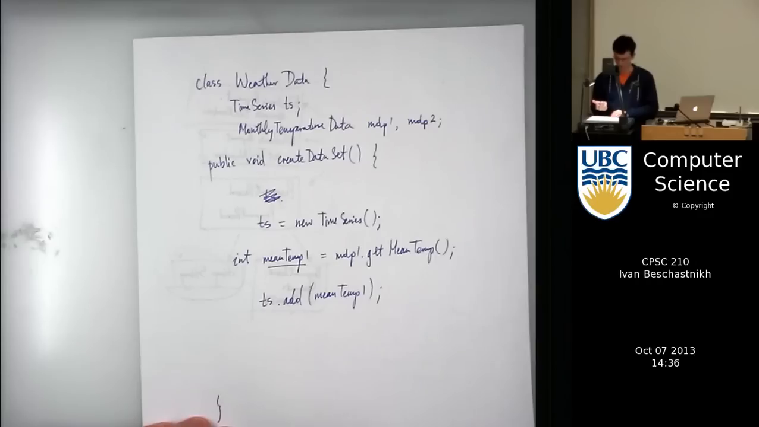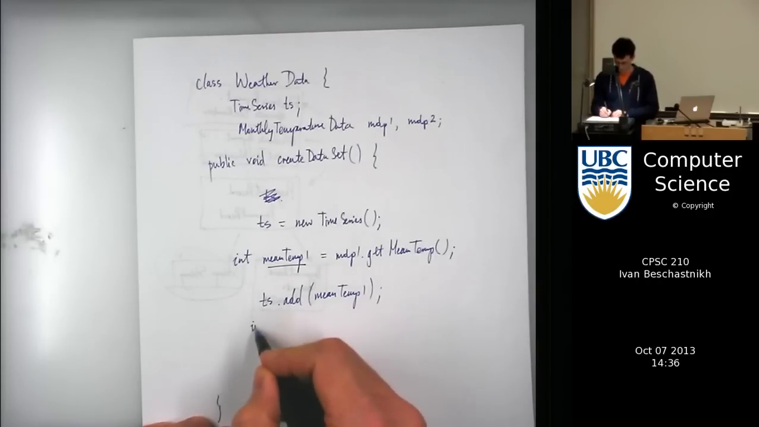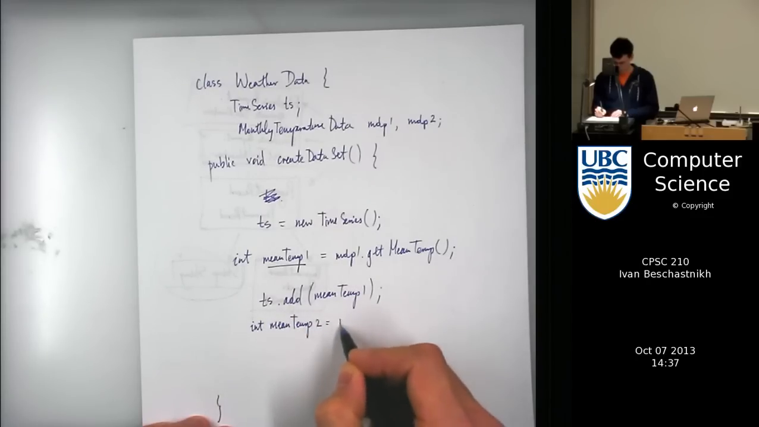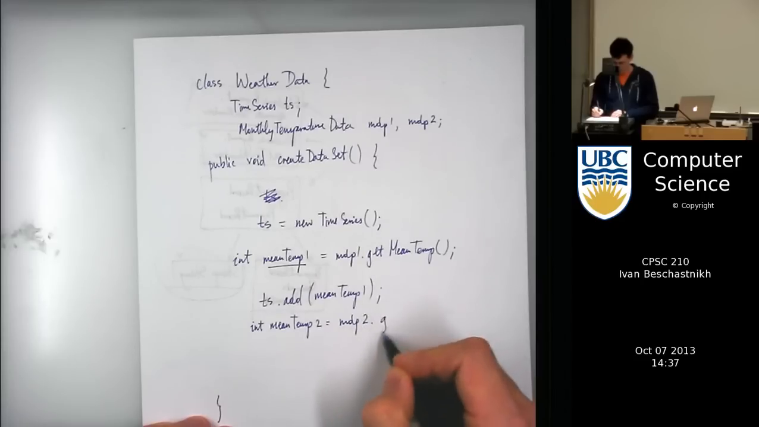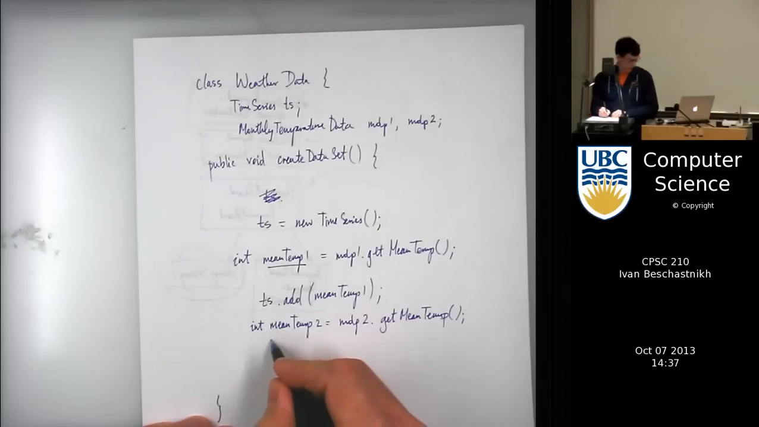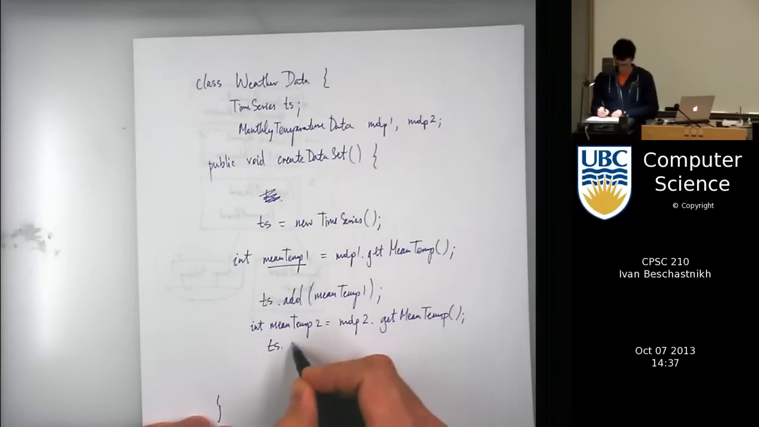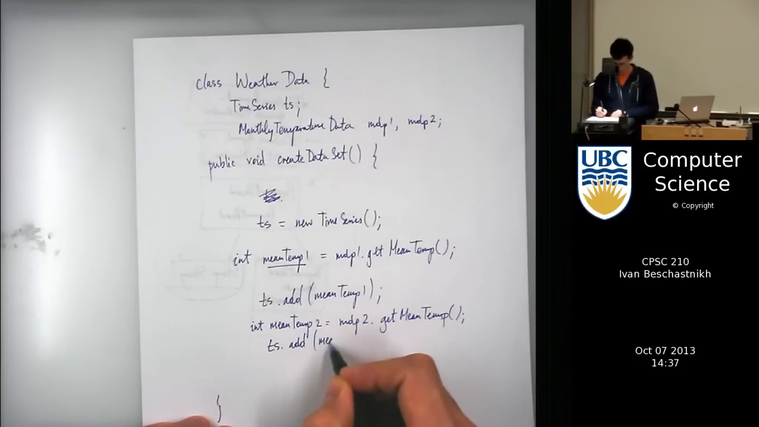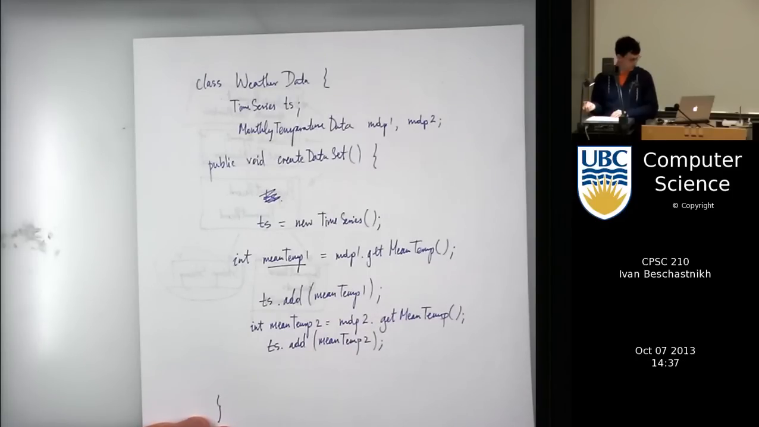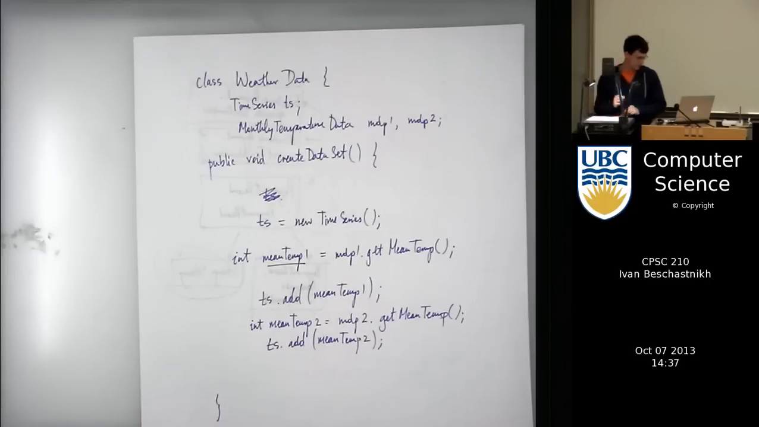Okay, now I have to repeat this for MDP2. So I'll have an int mean temp 2 equals MDP2 get mean temp. And then I'll have a TS add mean temp 2. Great. Now I have a time series collection. That's going to be my data set object.